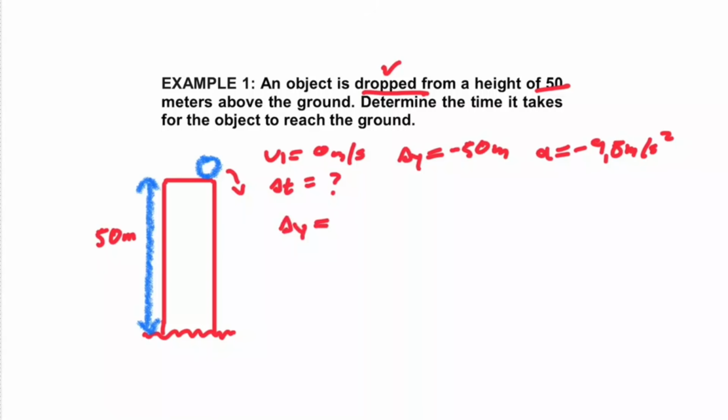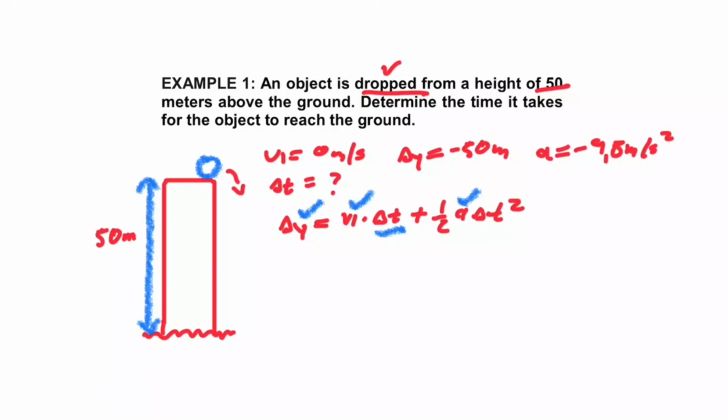Delta y is equal to Vi multiplied by delta t plus a half acceleration delta t squared. Why am I saying so? I have delta y, minus 50 meters. I have the initial velocity, which is 0. I'm interested in the time, so that is my variable. I have the acceleration, obviously, which is 9.8 meters per second squared downwards. So in this equation, I have all the information I need except the time, which I'm interested in. So I can go ahead and use this equation.